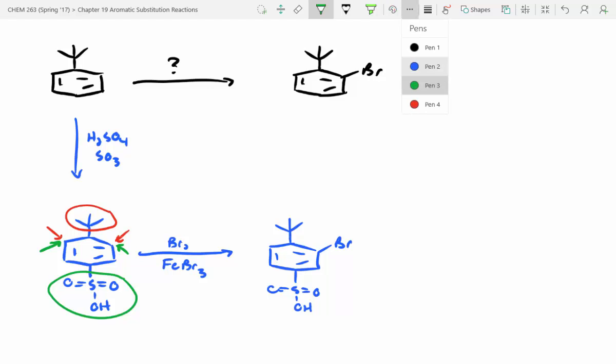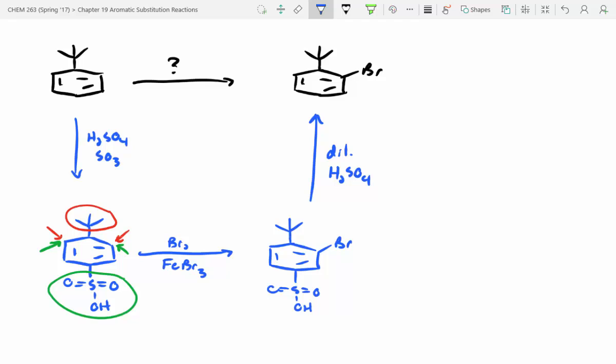All right, and we're close. How can we get to our product? Yeah, dilute sulfuric acid. So you can use this as kind of a nifty trick for getting around any potential regiochemistry problems.